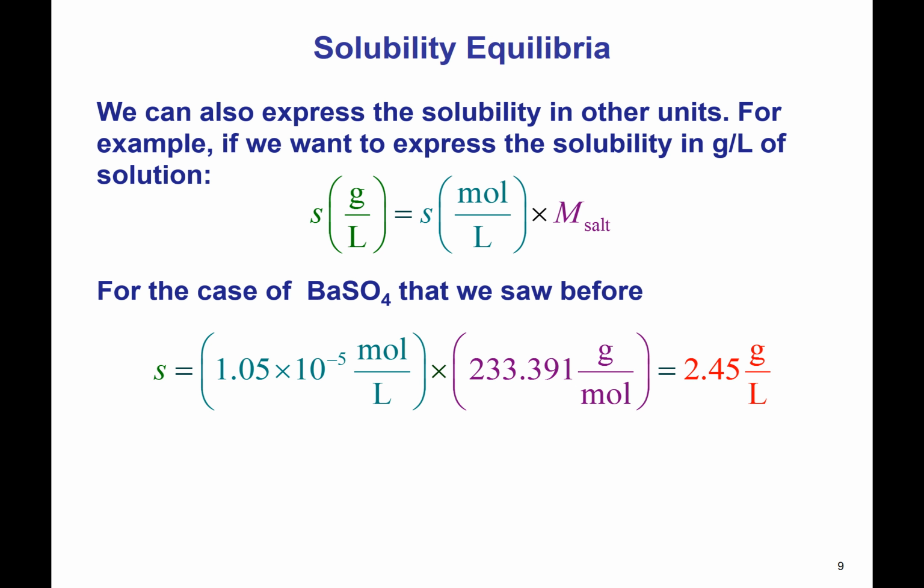So, for example, at some point during the slides or the discussion, we calculated that the molar solubility of barium sulfate is about 10 to the minus 5 moles per liter. The molar mass of barium sulfate is 233 or so grams per mole. Multiplying these two numbers, we find that only 2.4 or so grams of barium sulfate dissolve in water at 25 degrees centigrade. With this, we conclude the discussion of solubility of sparingly soluble salts in water at 25 degrees centigrade.